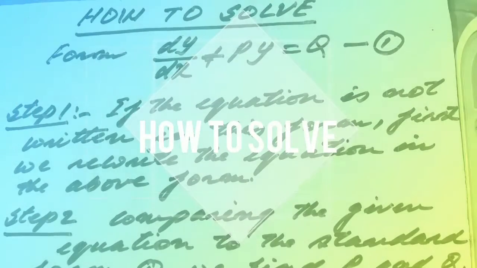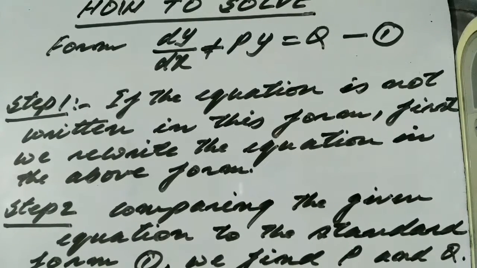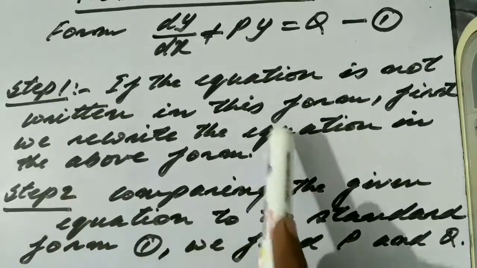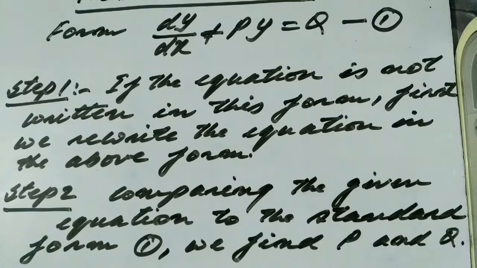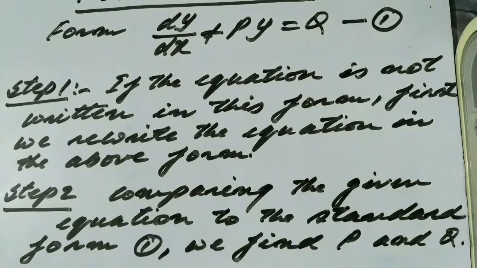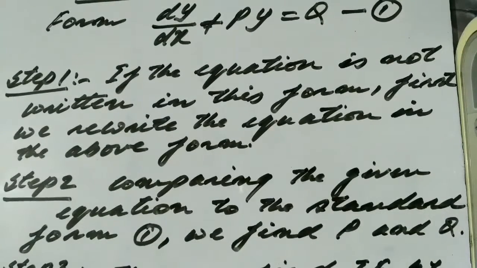Now we have to discuss how to solve a linear differential equation of the form dy/dx + Py = Q. As we have already discussed in the definition of this linear differential equation form, P and Q are some functions of x or constants. So in step 1, if the given linear differential equation is not written in this form, we first rewrite the equation in the above form, and if it is already given in the standard form, we skip step 1.